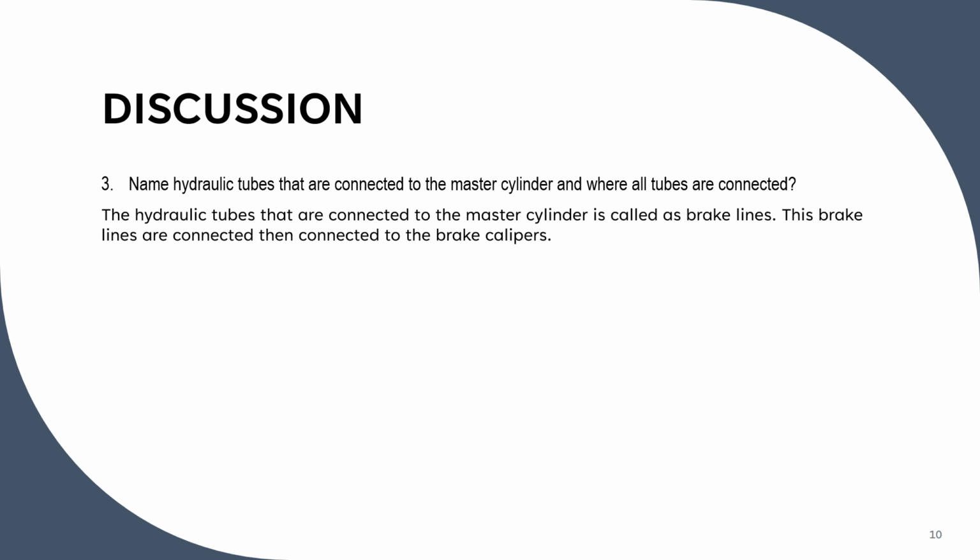Number 3, name the hydraulic tubes that are connected to the master cylinder and where all the tubes are connected. The hydraulic tubes that are connected to the master cylinder are called brake lines. These brake lines are connected to the brake caliper.